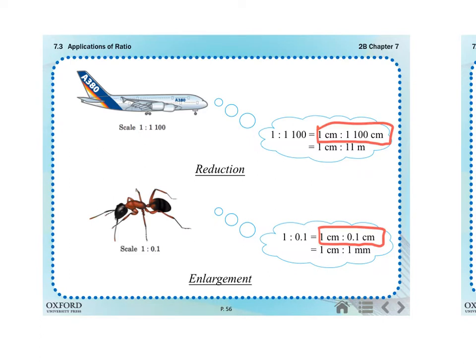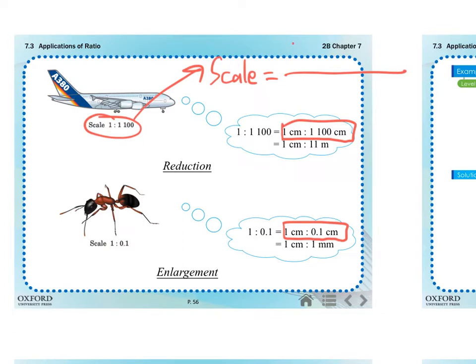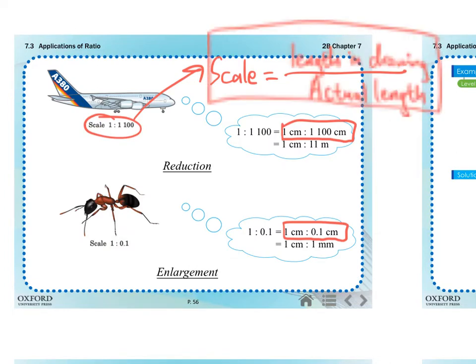So finally, we come out to the final conclusion: what's the scale? How do we calculate the scale? The scale equals the distance from the drawing, the length in drawing, over the actual length. This is the formula. Or if you understand the meanings, actually you don't need the formula to calculate the scale.